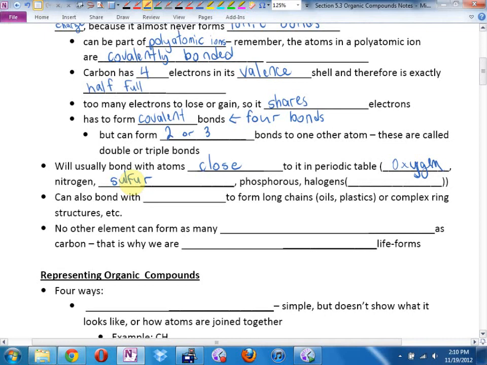It'll bond with the halogens. What were the halogens? Do you remember on the periodic table? Which group is the halogens? 18. Group 18? 17. Isn't it row 17? Row 17.